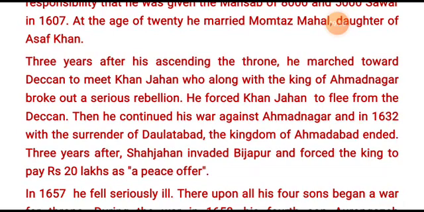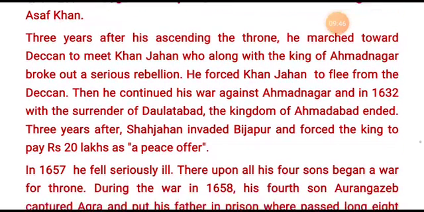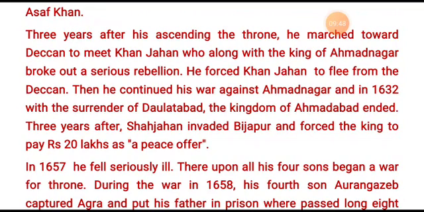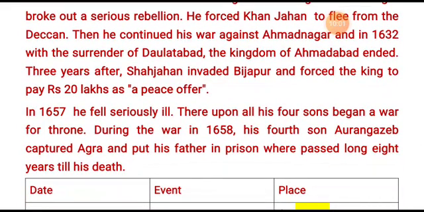3 years after his ascending the throne, he marched towards Deccan to meet Khan Jahan, who, along with the king of Ahmadnagar, broke out a serious rebellion. He forced Khan Jahan to flee from the Deccan. Then he continued his war against Ahmadnagar, and in 1632, with the surrender of Daulatabad, the kingdom of Ahmadabad ended. 3 years after Shahjahan invaded Bijapur and forced the king to pay 20 lakhs as a peace offer.